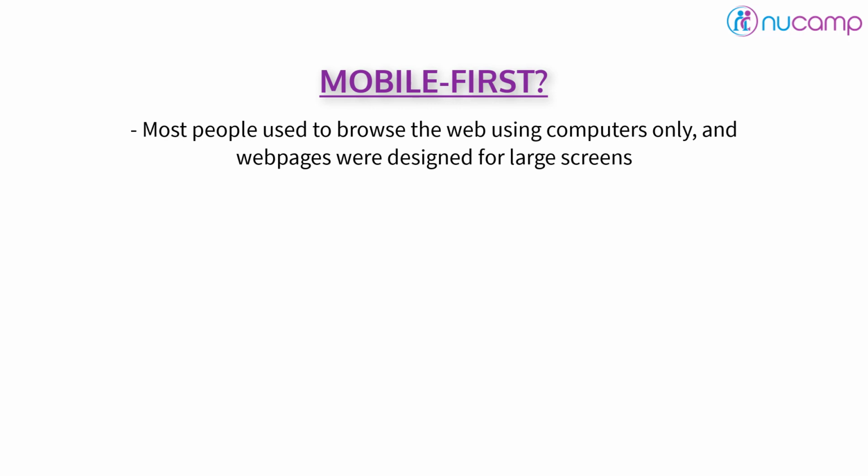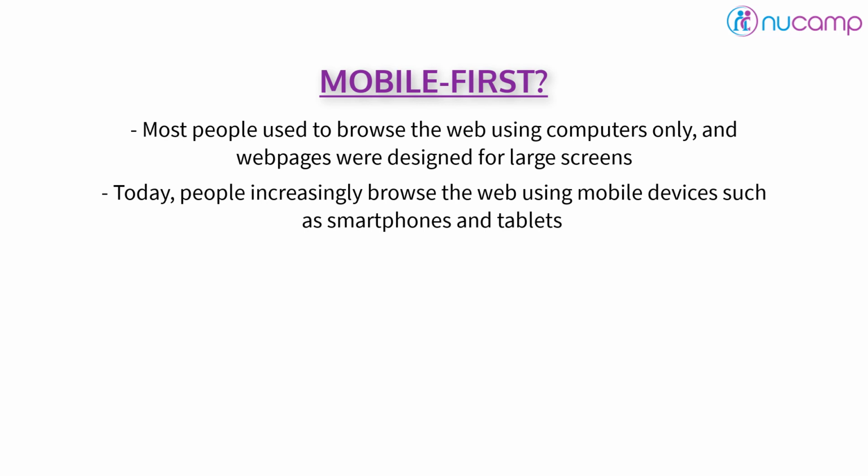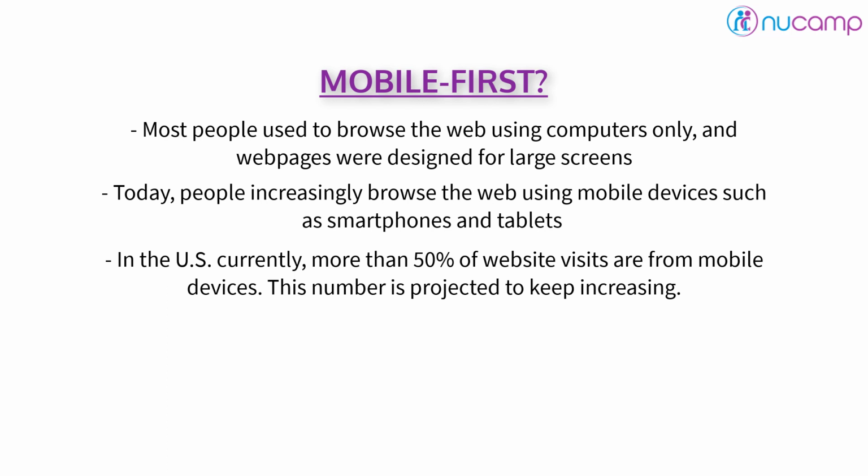Nowadays, people still access the web using their computers. But increasingly, they're using mobile devices such as smartphones and tablets. In the US today, more than half of website visits are from mobile devices, and that number is projected to keep increasing. Many people only access the web with their phones and do not use their computers at all.